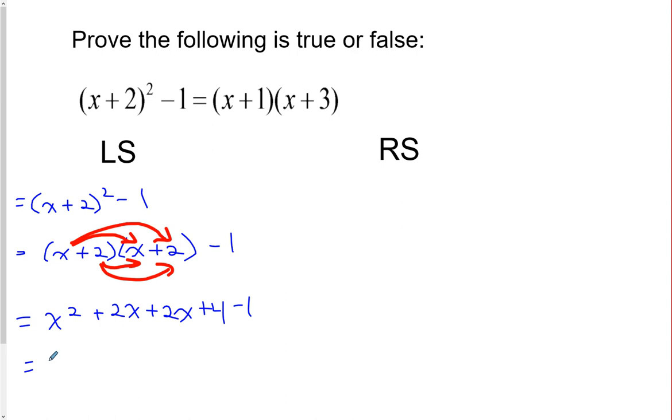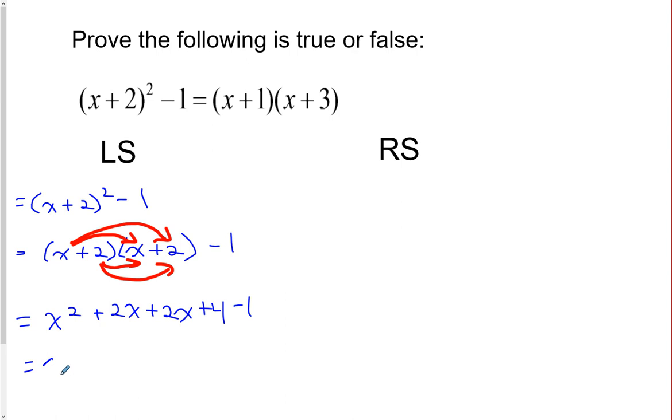Okay, so I've got to simplify this expression. So I'll do that by collecting my like terms. So 2x and 2x makes 4x, and I've got positive 4 and negative 1, so that's going to end up being plus 3. So x squared plus 4x plus 3. That's my left side. That's as much as I can do.